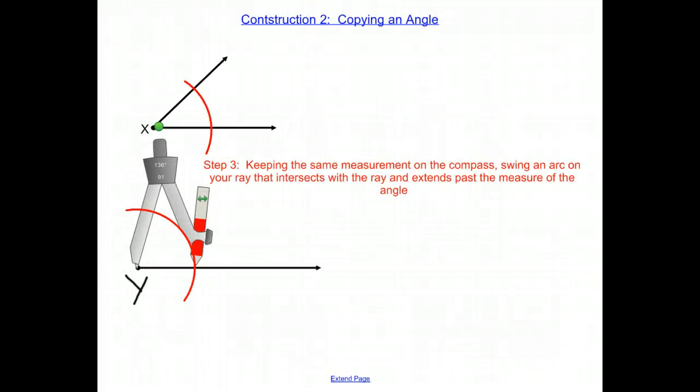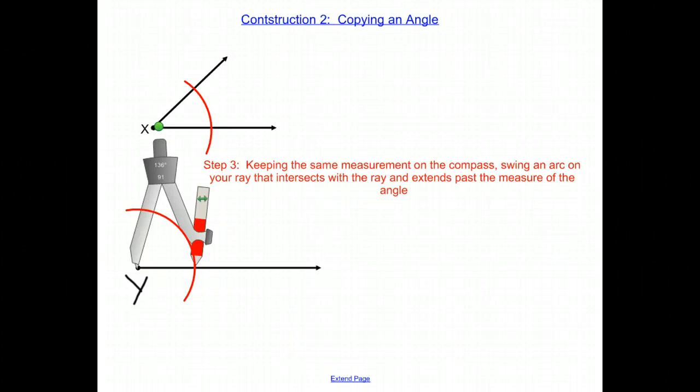Once again, there's no exact measurement required. We just need to make sure that the arc is bigger on our ray than it is on the angle that we did for our angle X, the arc that we did rather.